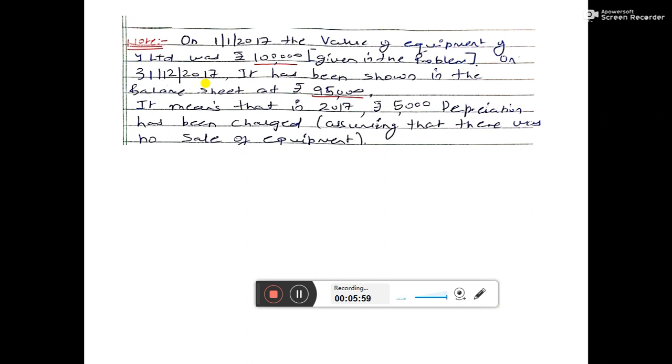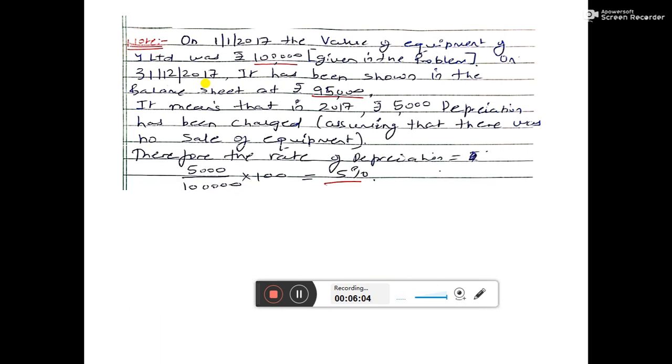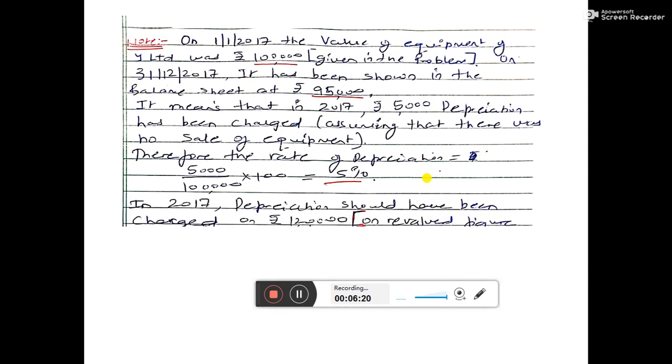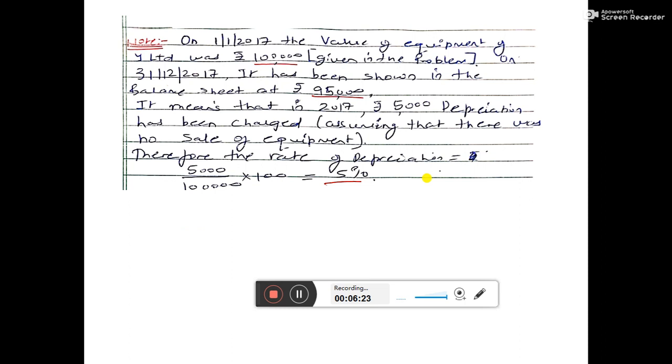So 5,000 is depreciation, and from this you can easily get the rate of depreciation. The rate of depreciation will be 5,000 divided by 1 lakh into 100, which equals 5%. By using the cross multiplication method, you will get 5% as the rate of depreciation. Plus, information is given that the asset is revalued, that is, 1 lakh is revalued at 20% of the value. If it is 1 lakh, how much will be 20% of 1 lakh?